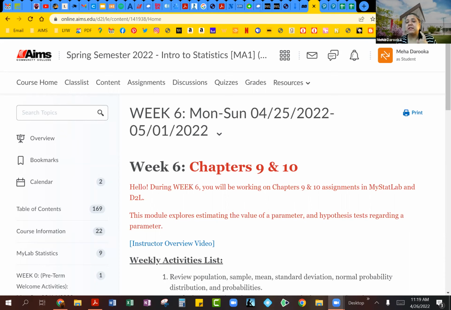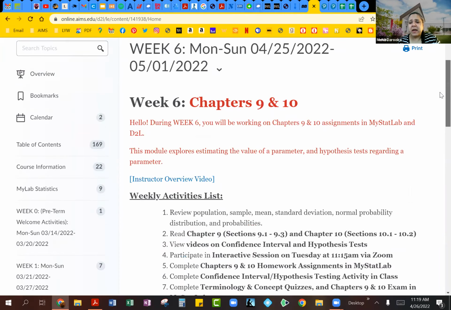And remember, next week is also when I will go back and reopen all older homeworks and quizzes that you will be able to work on them if you want. And you will have the chance of making up one of the previous exams if you so choose. So all of that is going to be next week. This week, you are working on chapters 9 and 10.